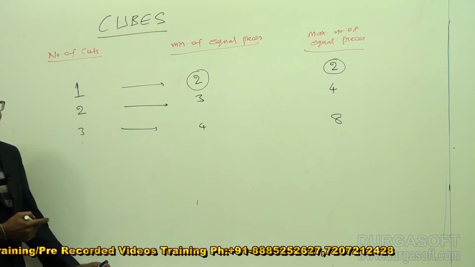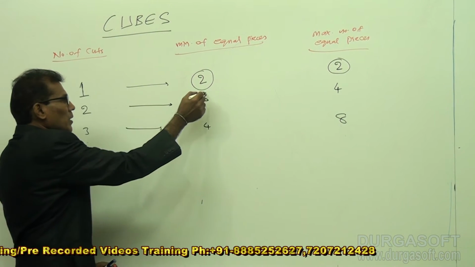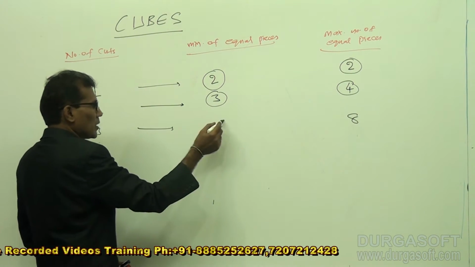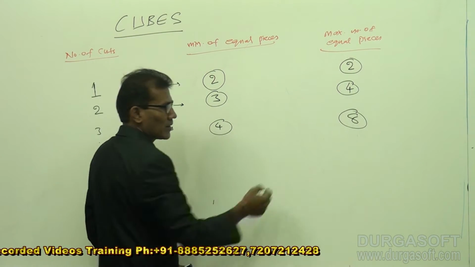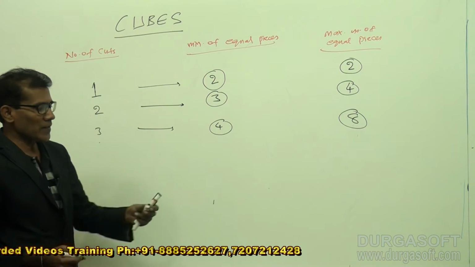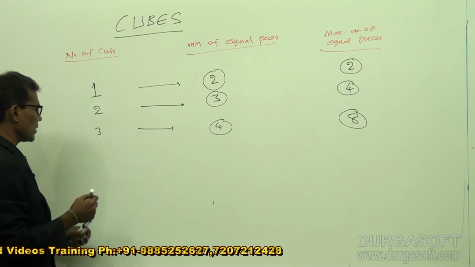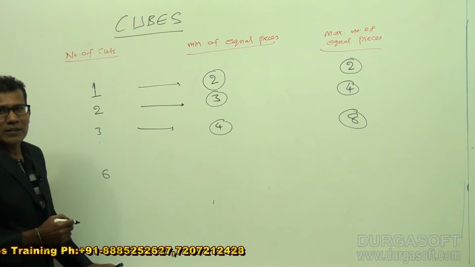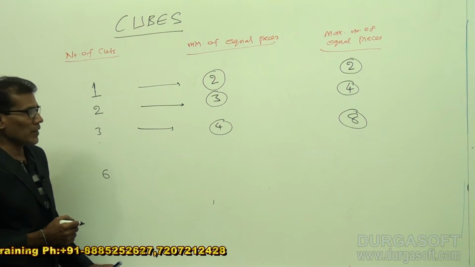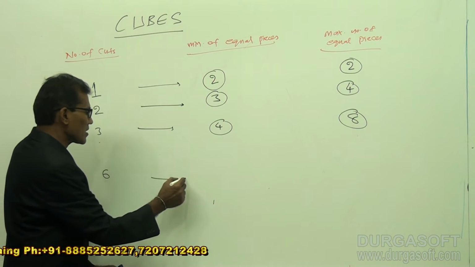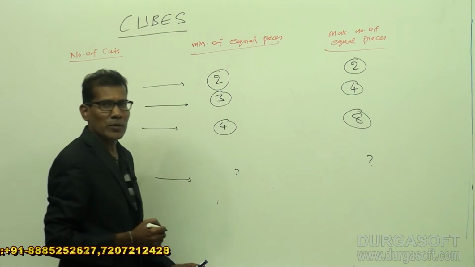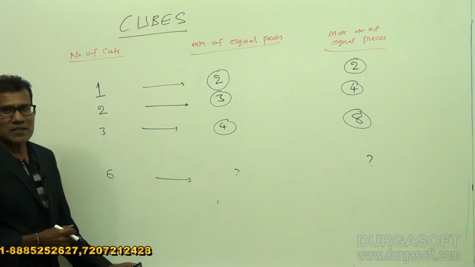By using 2 cuts, you can get a minimum of 3 and a maximum of 4 pieces, and using 3 cuts, a minimum of 4 and a maximum of 8. This we have seen practically, but in the real exam, if it is asked how many minimum pieces can you get by using 6 cuts of a birthday cake, what is going to be your answer? And how many maximum pieces can you get by using 6 cuts of a birthday cake?